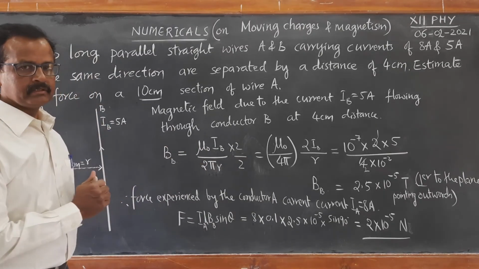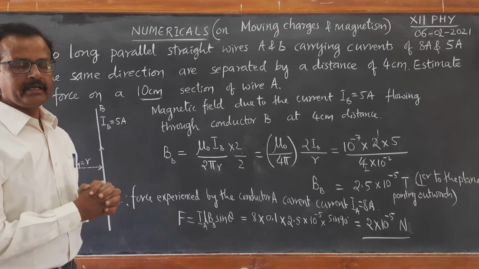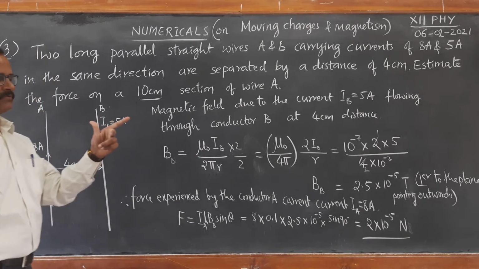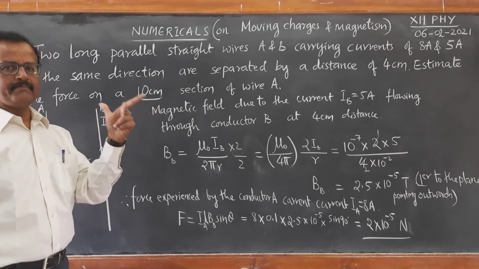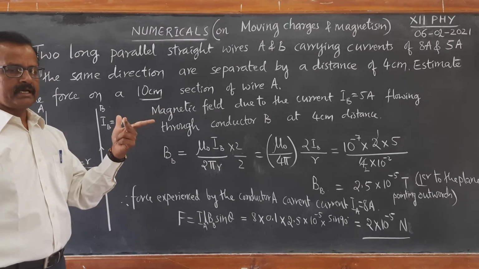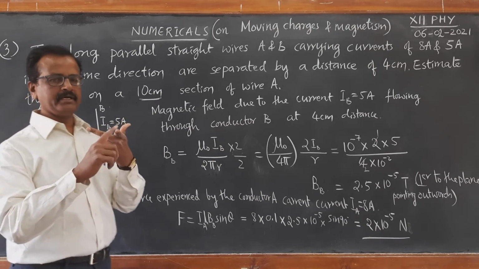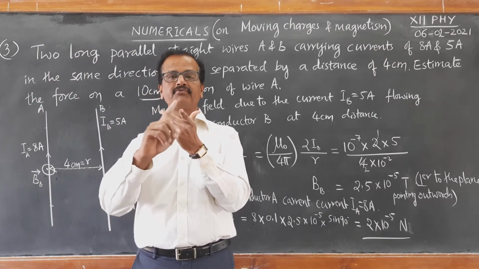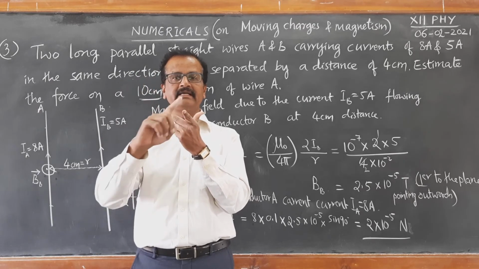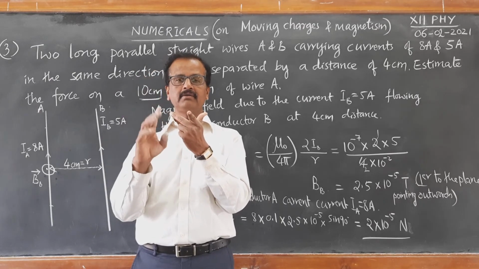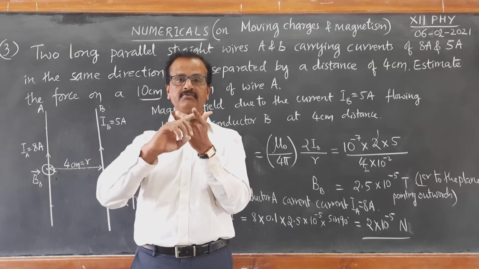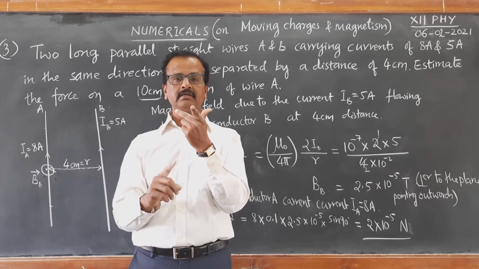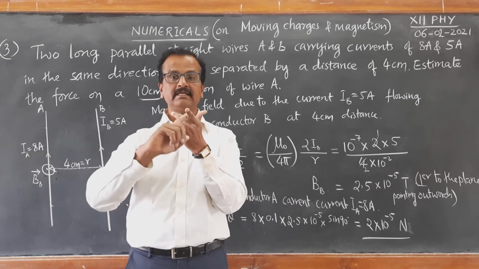What is the direction? Direction can be found out again using Fleming's left hand rule. Stretch your first 3 fingers of the left hand mutually perpendicular to each other, such that the forefinger, F-O-R-E, not F-O-U-R, that is the index finger, shows the direction of the magnetic field.